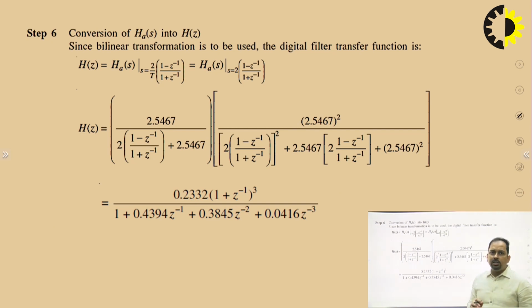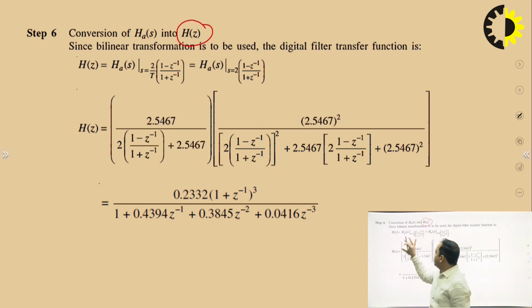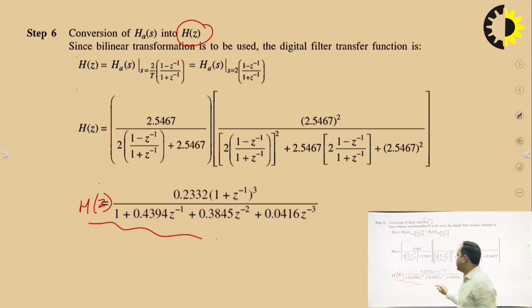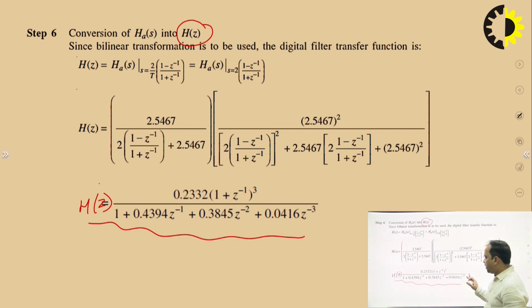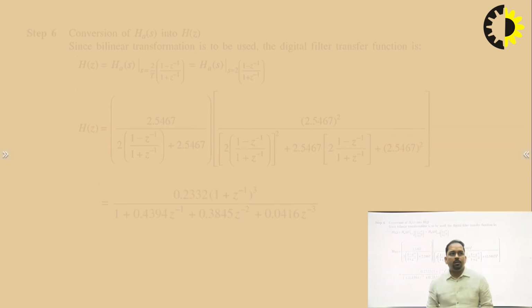In BLT it is quite easy: we use the mapping s equals 2 by T times (1 minus z inverse) divided by (1 plus z inverse). If we substitute the value of s in our last equation, I'll get a transfer function which is called the digital filter transfer function H(z). After simplifying this, we get the value of H(z) like this. Now this H(z) can be realized with the help of direct form 1, direct form 2. Also we can realize this with the help of cascade. So these are the steps.